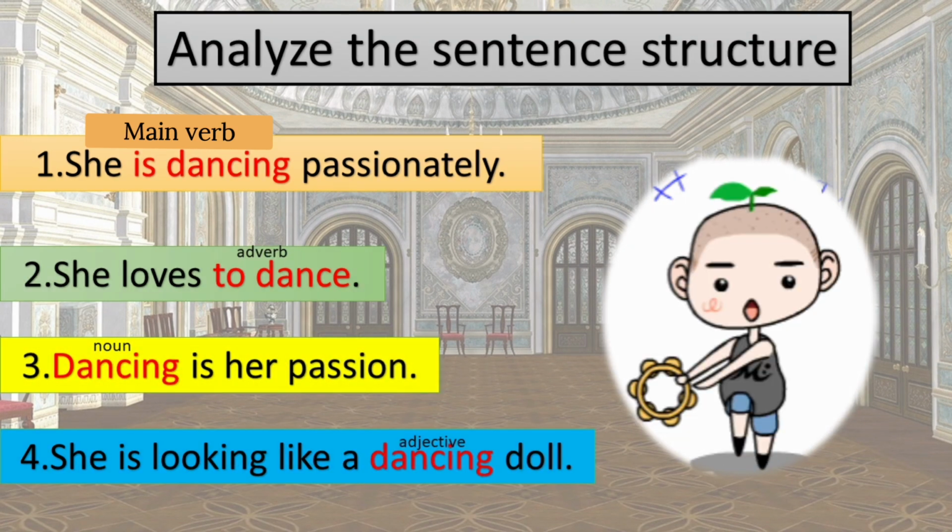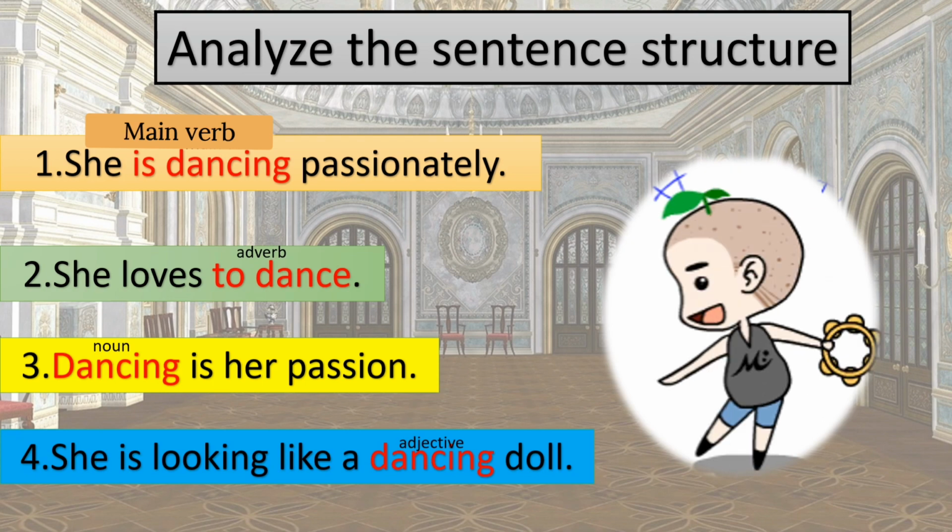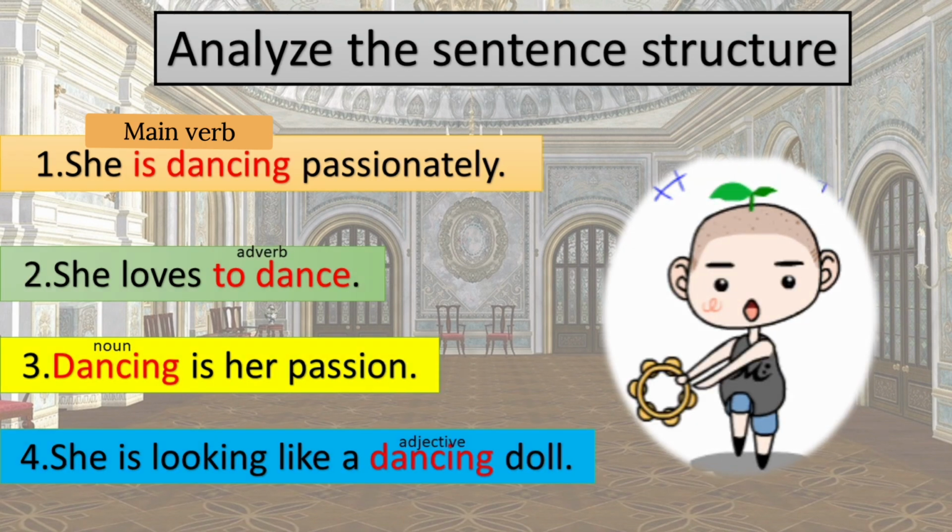In sentence 3, dancing is her passion. Dancing is used as a noun, name of an activity. What is her passion? Dancing is her passion. And in sentence 4, she is looking like a dancing doll. Dancing is used as an adjective. It is qualifying the noun doll. How is she looking? She is looking like a dancing doll.